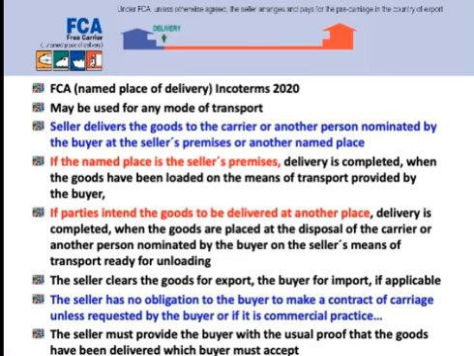For the FCA, the seller takes more responsibility and cost, right? To load the goods onto the means of transport, or to deliver the goods to the delivery point, a place in the exporting country, a named place. Okay, any other difference?